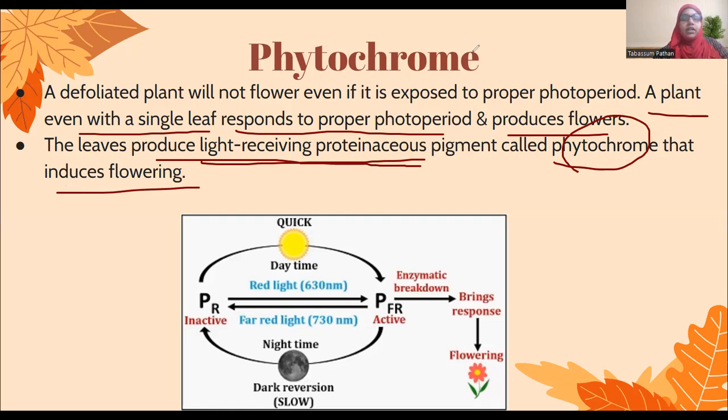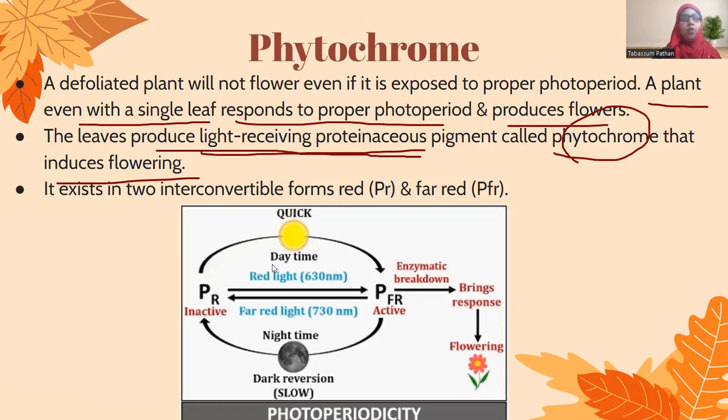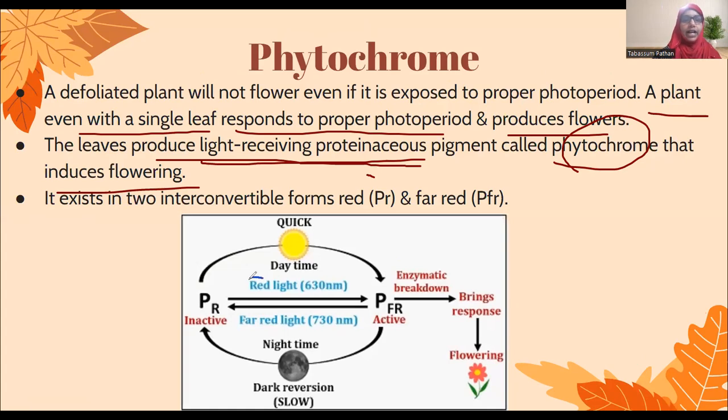There are two types of interconvertible forms of this pigment. One form absorbs light in the red wavelength, at 630 nanometer, denoted by PR. Another form absorbs light of wavelength in the range of 730 nanometer, which falls in the far red region of the visible spectrum.